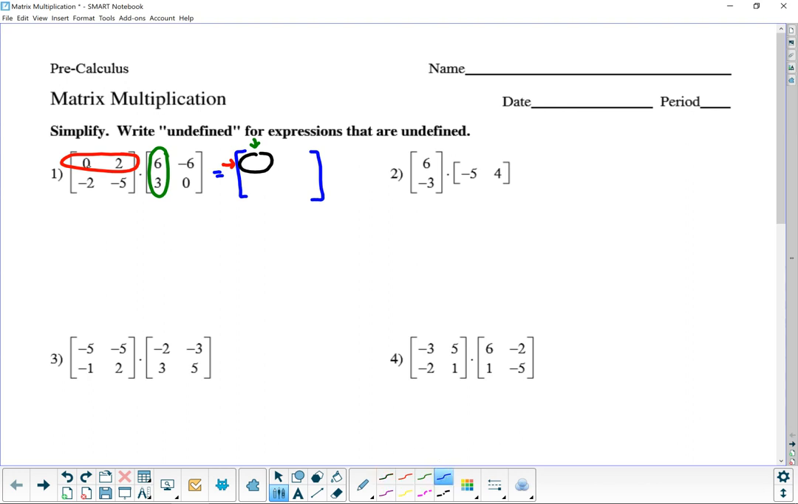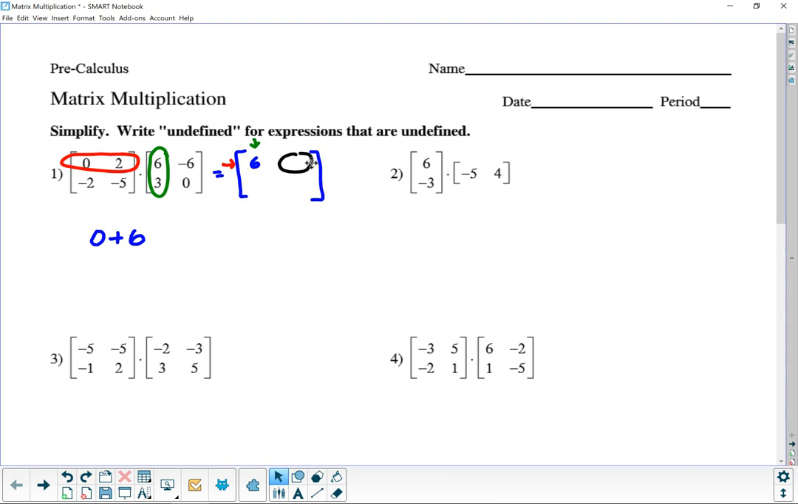You're going to do 0 times 6, and you could write on the side, 0 times 6 is 0, and you always do plus in between. You always add the pairs together. Then 2 times 3 is going to be 6. So 0 plus 6, and your answer is going to be 6. You're going to put it right there.